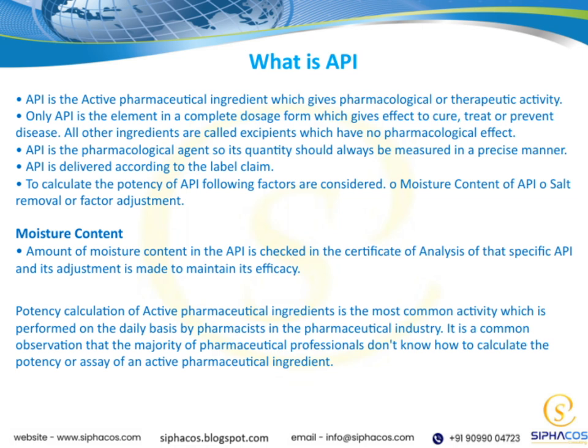When calculating the potency of an API, we consider a few key factors. First is the moisture content we just discussed. Second, we need to account for any salt removal or factor adjustments. This ensures that the actual amount of active substance is accurately represented in the calculation. In summary, understanding these factors helps us maintain the quality and consistency of pharmaceutical products, which is the overarching goal of our work in this industry.